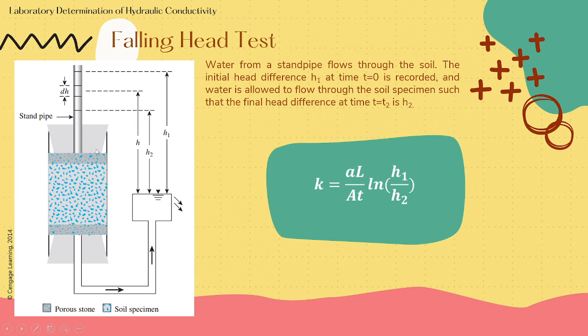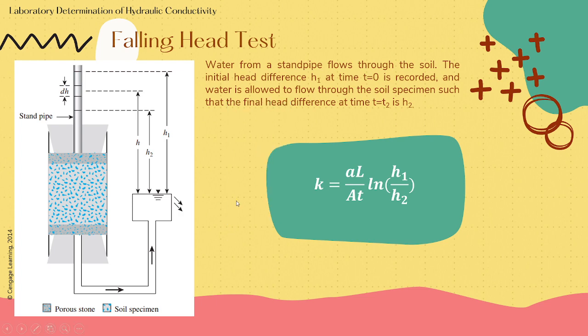And in this setup, the hydraulic conductivity, or the coefficient of permeability K, can be determined by using K is equal to aL over At times the natural logarithm of H1 all over H2, wherein a is the cross-sectional area of the standpipe, A is the area of the specimen, and again, L is the length of the specimen, and H1 and H2 are the initial and final head respectively.